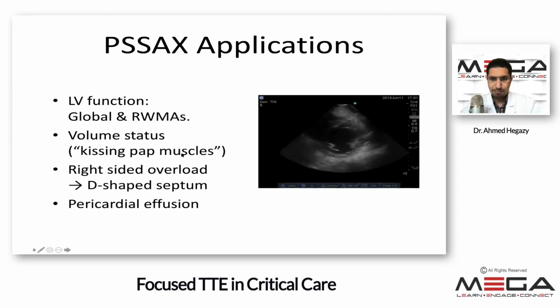That means the patient is likely volume depleted and will likely be volume responsive. And so the kissing pap muscles, another name for that is end systolic effacement, meaning that the walls are effacing at the end of systole. You can also assess for right-sided volume overload or pressure overload if the septum becomes flattened. Notice here in this image that the left ventricle looks like a donut or looks like an O, the letter O, it's round. If the septum starts to flatten, the left ventricle will start looking like a D, and the D, the flat part, will be the septum, and that would indicate right-sided volume or pressure overload. You can also assess for pericardial effusions in this view as well.